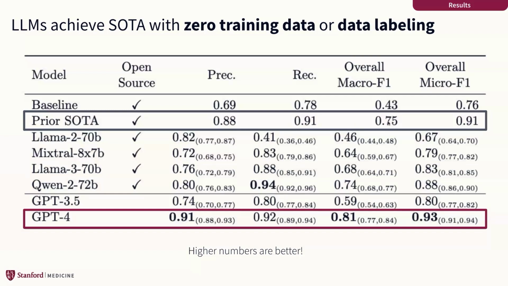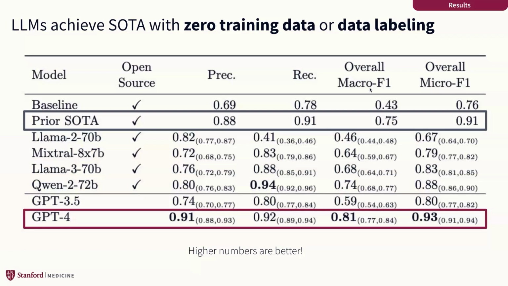Macro and micro is how you weight it across the different categories. So we have 13 criteria. Macro will weight all of them equally. Micro will weight each criterion by the number of examples you have of it. So if there's 1,000 examples of cardiovascular disease and 1 of diabetes, basically the micro F1 will ignore the diabetes example. And so these metrics are just standard metrics for binary classification.